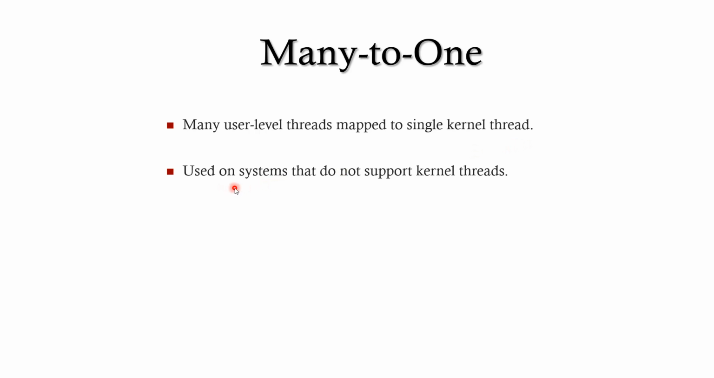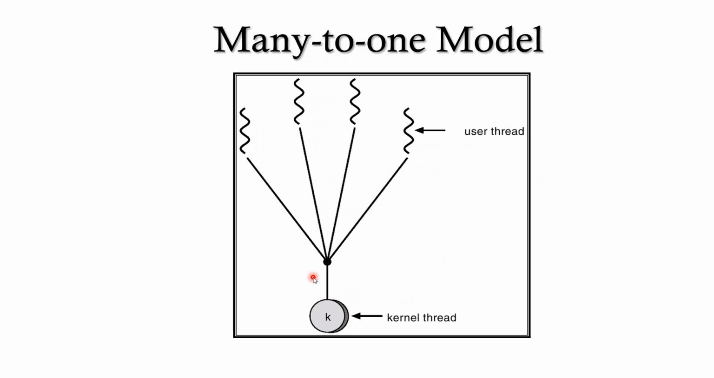These are used on systems that do not support kernel threads. In this image you can see there are several user threads that are mapped to the kernel thread. In this example 4 user threads are mapped to a single kernel thread. It is efficient, but the entire process will block if a thread makes a blocking system call. If one of the threads makes a blocking system call, then the entire process will fail.